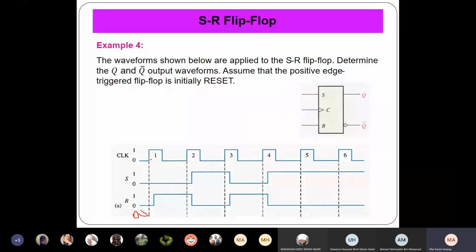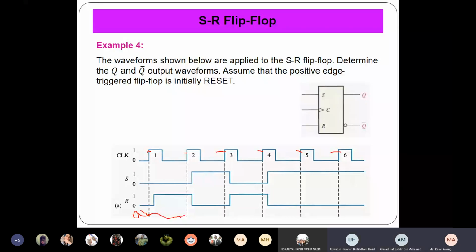So when the clock is triggered, because this is positive edge, it will trigger here, here, here, here, here, and here. It will not trigger here. This is the negative edge, so it will not trigger here. So now, when the clock changes from 0 to 1, and S is 0, R is 0, what happened? No change. So it will stay with no change until here. So from here, S is 0, R is 1. What happened? Reset.